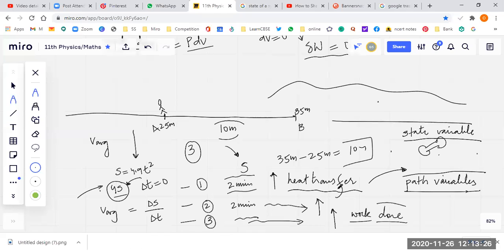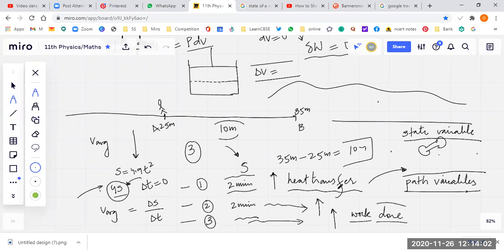Same concept here. If this is a cylinder, right? This is a piston. No matter, from this volume, let's say I ask the piston to be brought to half the volume. You can bring it slowly, you can bring it fast, you can bring it very fast. But it doesn't matter how you bring the piston from this position to this position, the change in volume is the same or different?